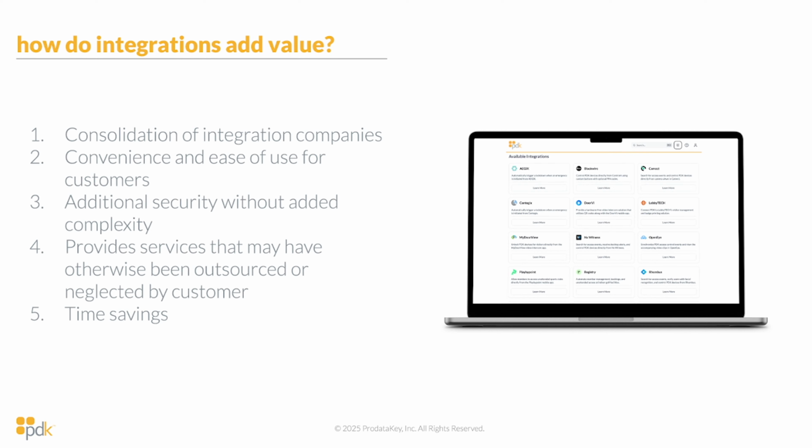So let's talk about the different values that integrations can add to a system. Number one, consolidation of integration companies, right? You don't have to have a bunch of different manufacturers or different vendors working together to ultimately create a turnkey solution. With PDK.io, you can have a number of different manufacturers that one integrator represents and then have them all work together. You can have multiple integrations tied together, having PDK be that main source of truth as well. So we love seeing that.